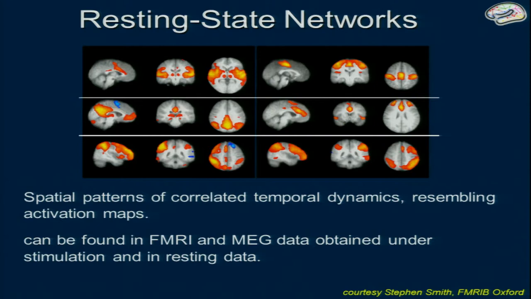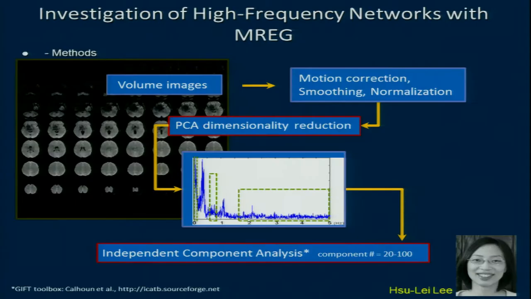So let me now switch to resting state networks, and there's been already quite a number of presentations today, so I don't need to tell a lot about the basics of RSNs. What we did is run a couple of series of experiments in which we use our technique and then do an analysis first on the typical and normal 0.01 to 0.1 hertz resting state networks.